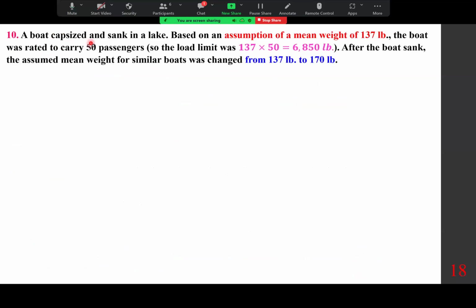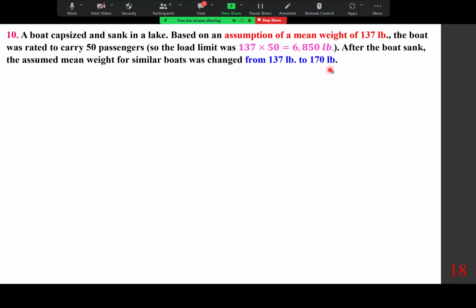A boat capsized and sank in a lake. Based on an assumption of a mean weight of 137 pounds, the boat was rated to carry 50 passengers. So the load limit was 137 times 50, which is 6,850 pounds. After the boat sank, the assumed mean weight for similar boats was changed. And that's the idea, from the assumption of 137, which was wrong, to something else, which happened to be 170 pounds.